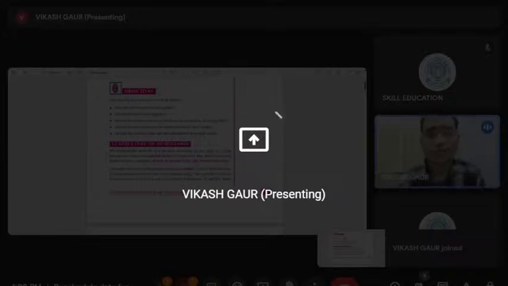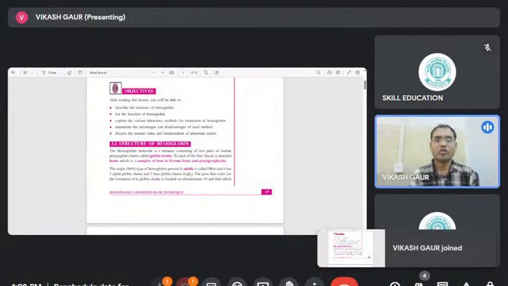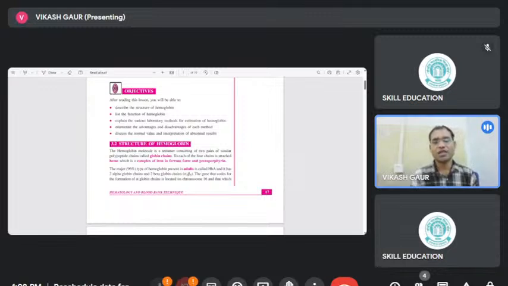This is the chapter on estimation of hemoglobin, only hemoglobin estimation. These are the objectives after this chapter: how to describe the structure of hemoglobin, list the functions of hemoglobin, explain the various laboratory methods for estimation of hemoglobin, enumerate the advantages and disadvantages of each method, and discuss the normal value and interpretation of a normal result also.